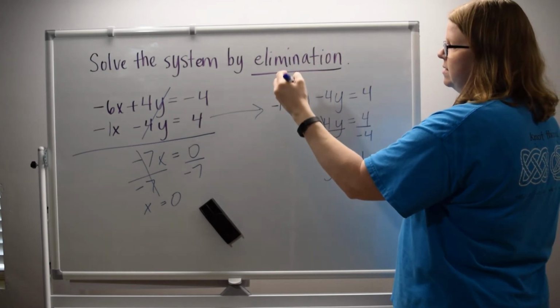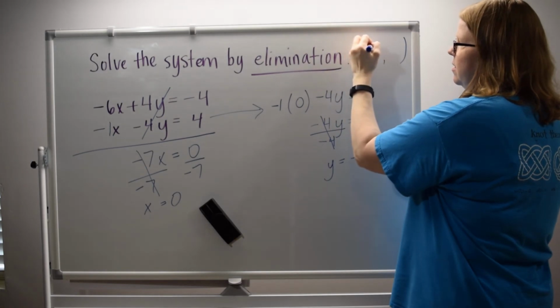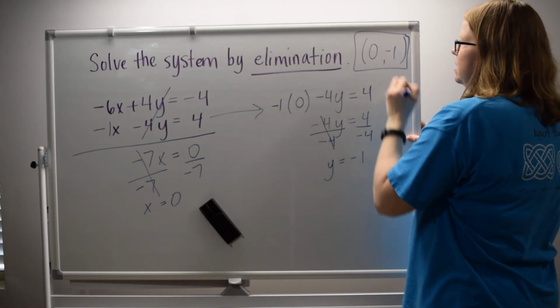So solving this system, my answer is going to be a coordinate pair. X is 0. X always comes first, and y is negative 1. And that's it. You got this.